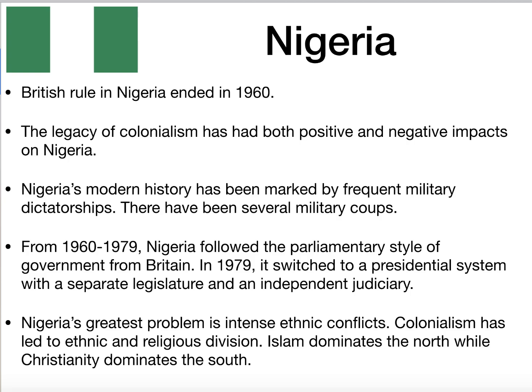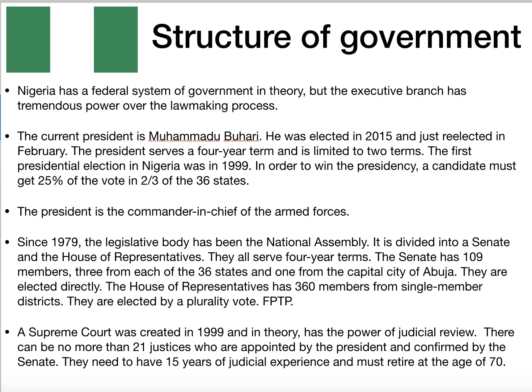As soon as Nigeria became independent, it followed a parliamentary system of government, which is not surprising since that is the system of Great Britain as well. But in 1979, it switched to a presidential system that looks a lot more like the United States. The greatest problem in Nigeria is ethnic conflict. Colonialism left a legacy of ethnic and religious division. So the north is dominated by Muslims and the south is dominated by Christians, and they have struggled tremendously to unite.